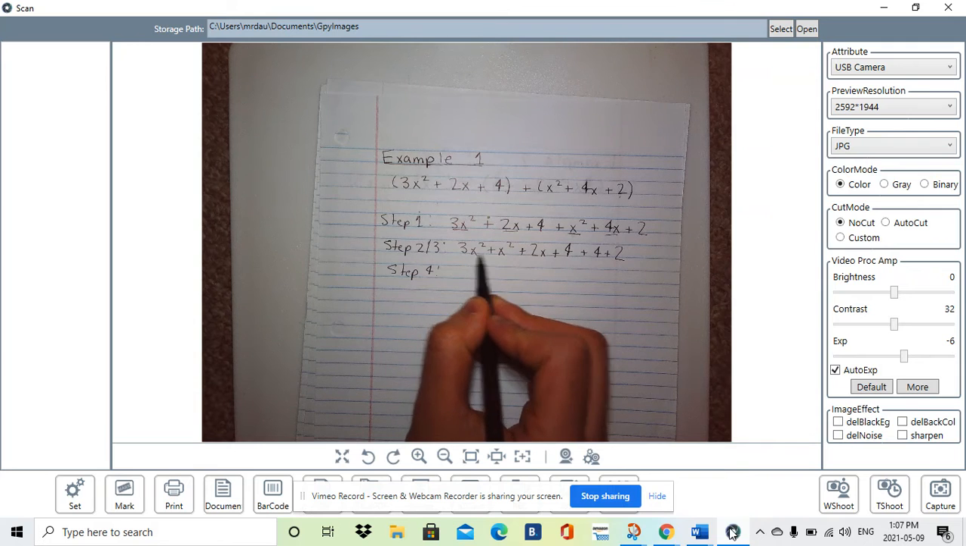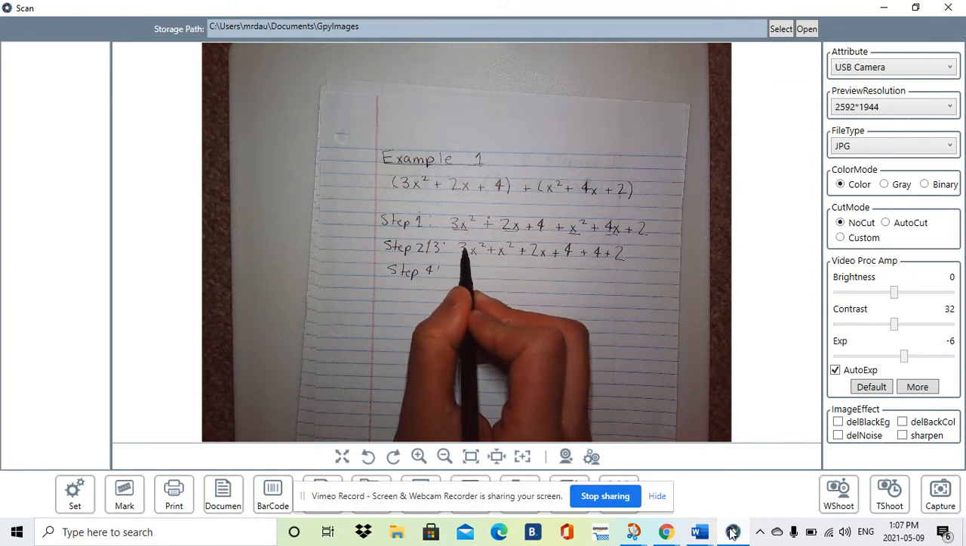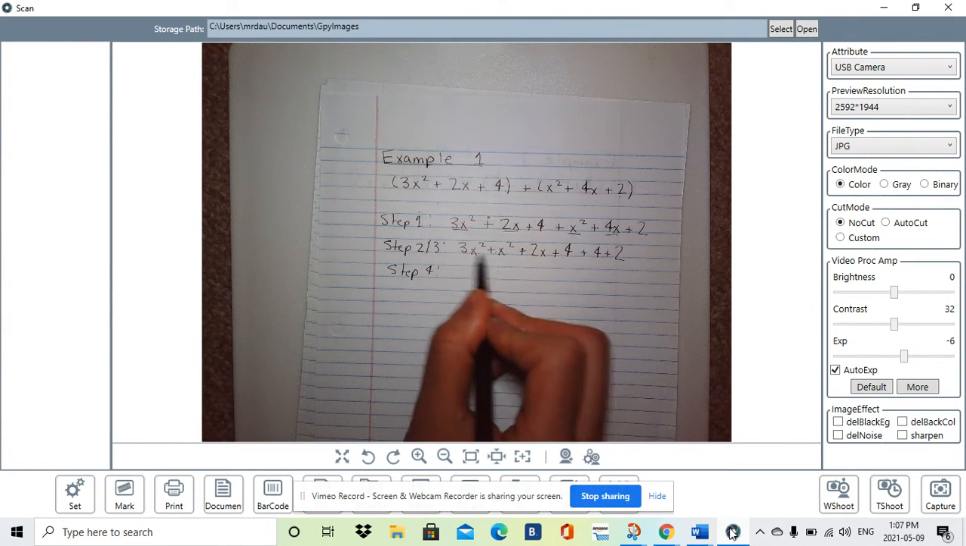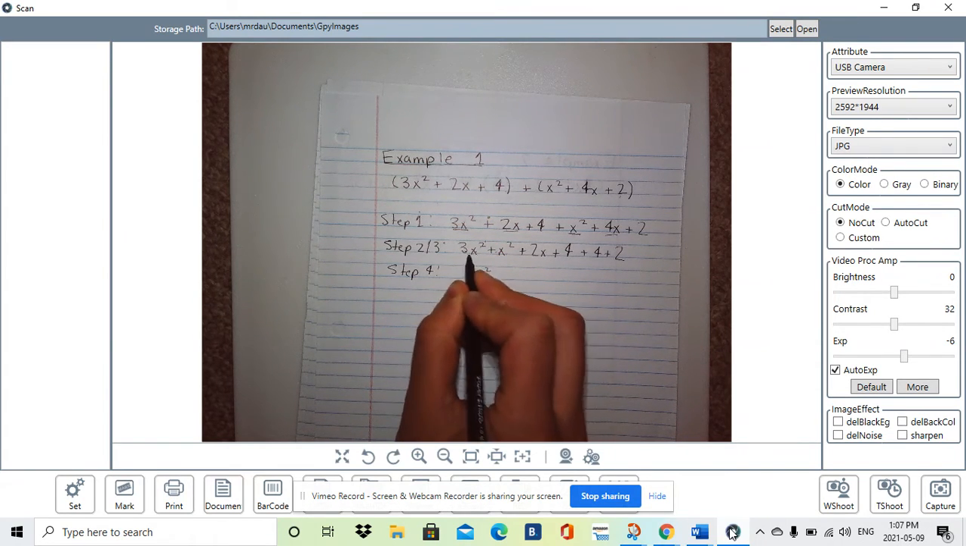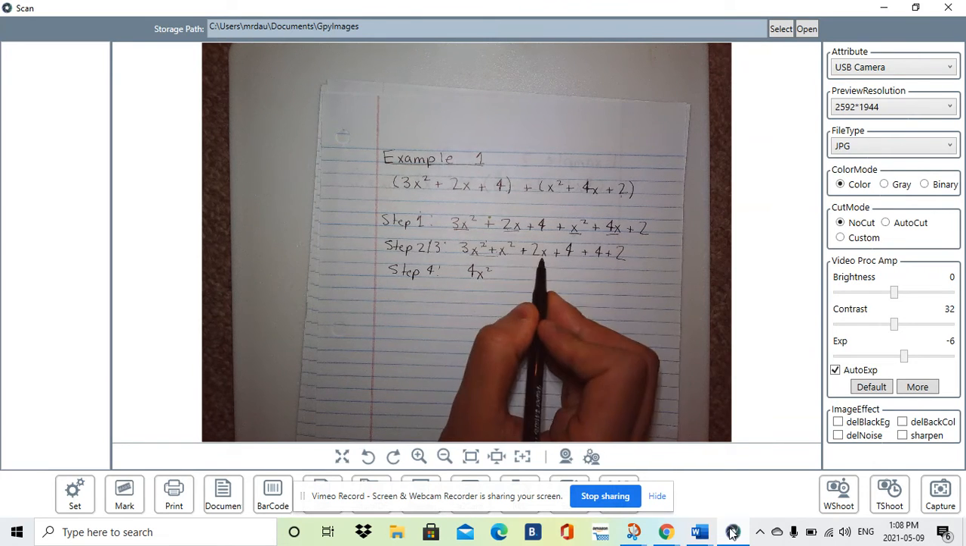So 3x squared plus x squared. Remember, when we're adding like terms, we add the coefficients. The coefficient here is 3, and the coefficient there is 1, right? So 3 plus 1 is 4, and then of course we have to add the variable raised to the exponent. So it's going to be 4x squared, the sum of 3x squared plus x squared.